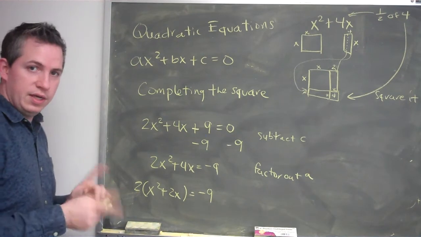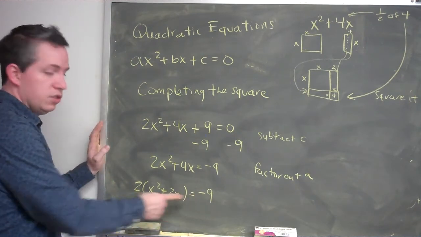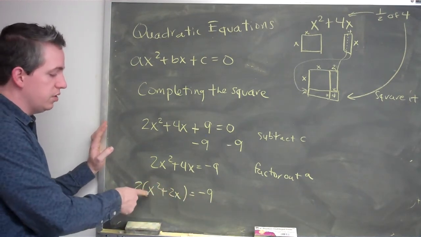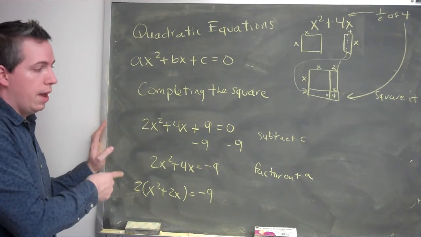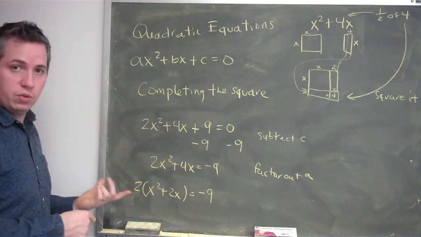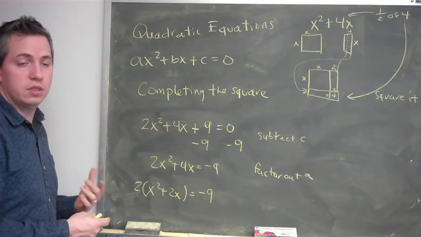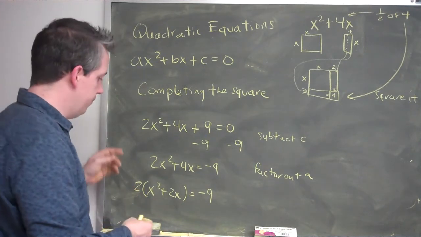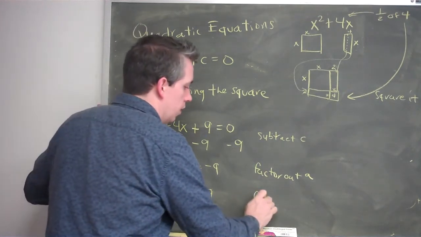Now there's 2 different ways to kind of handle this. One way is to divide by the 2. The other way is to just complete the square on the inside. Me personally, I like to complete the square on the inside. So that's the way I'm going to do it. It's going to be helpful later on when we actually go to graph. So we're going to complete the square.